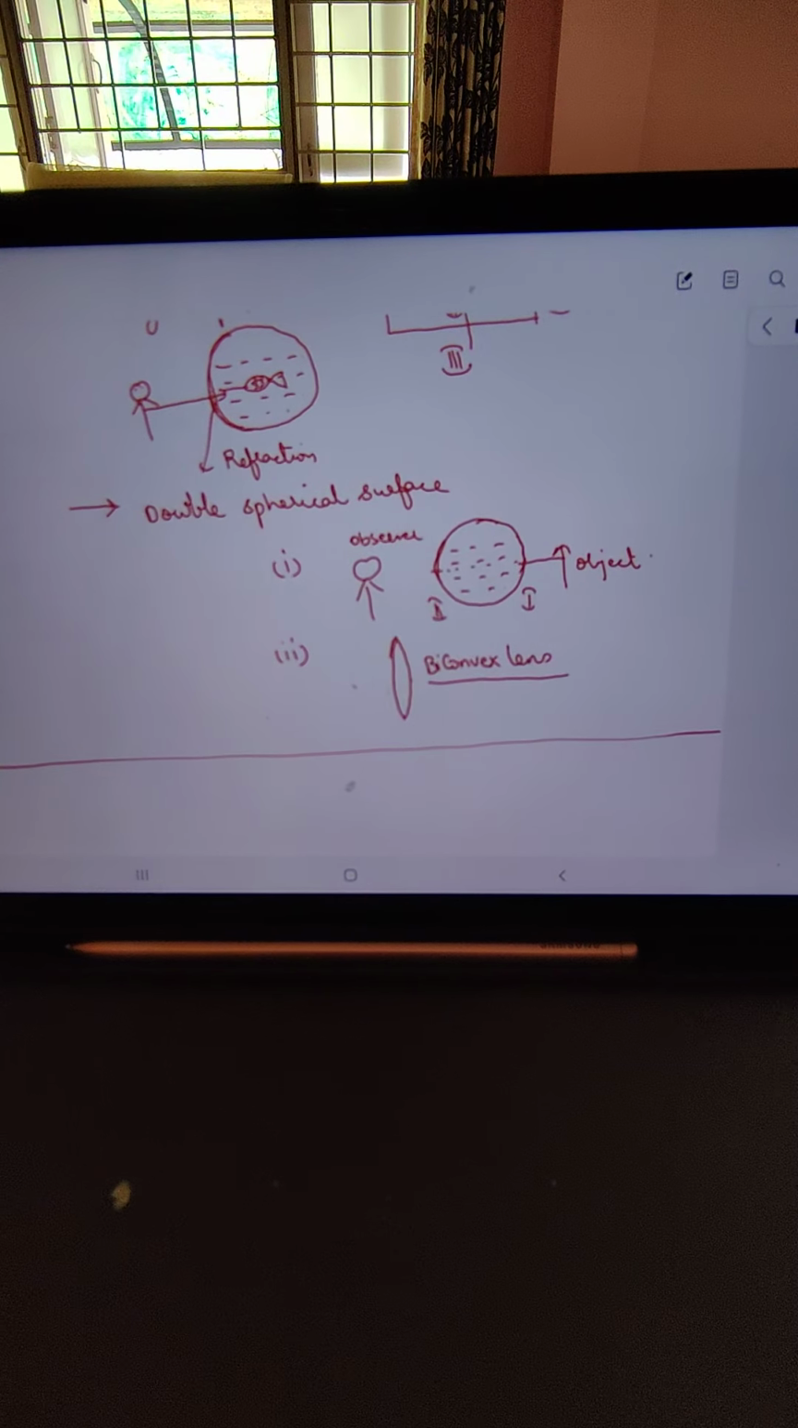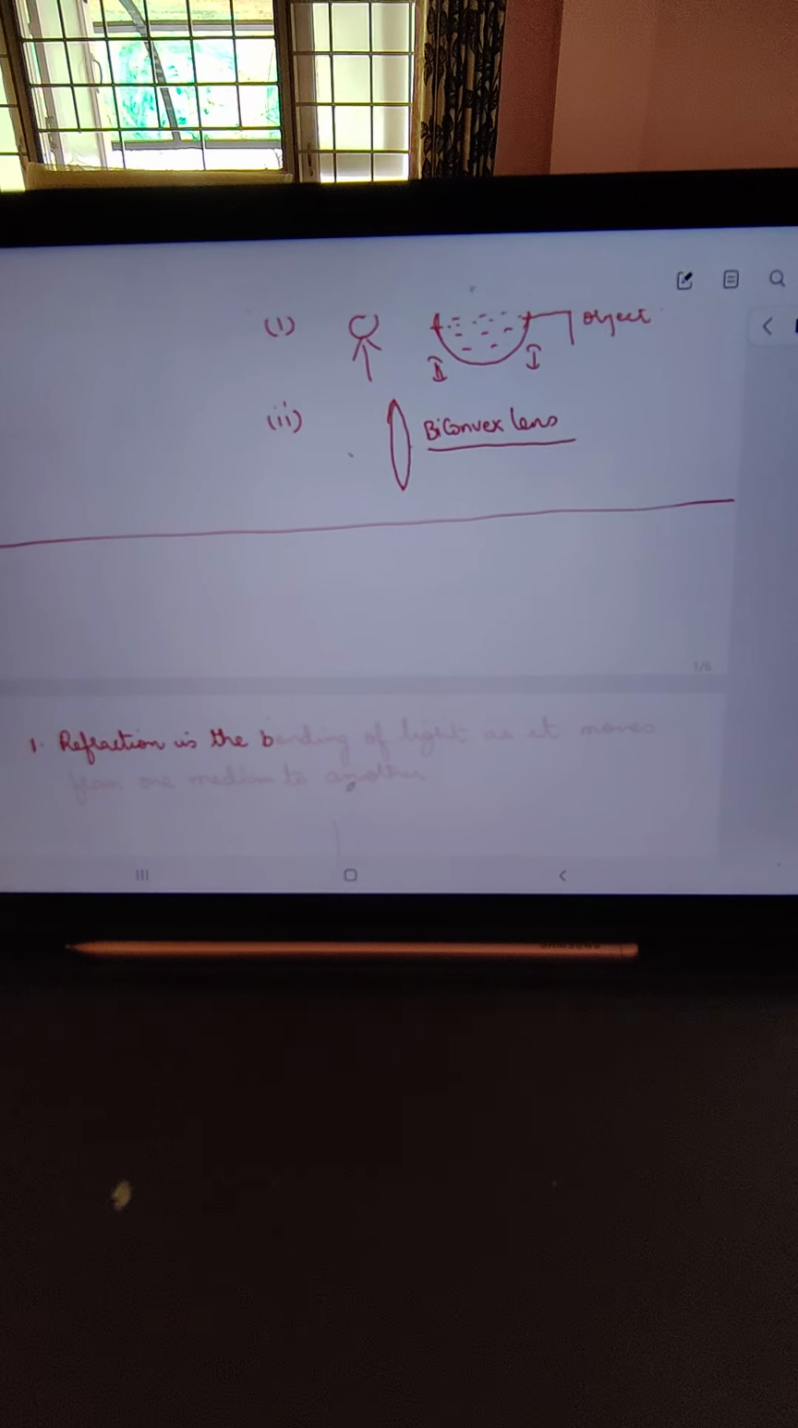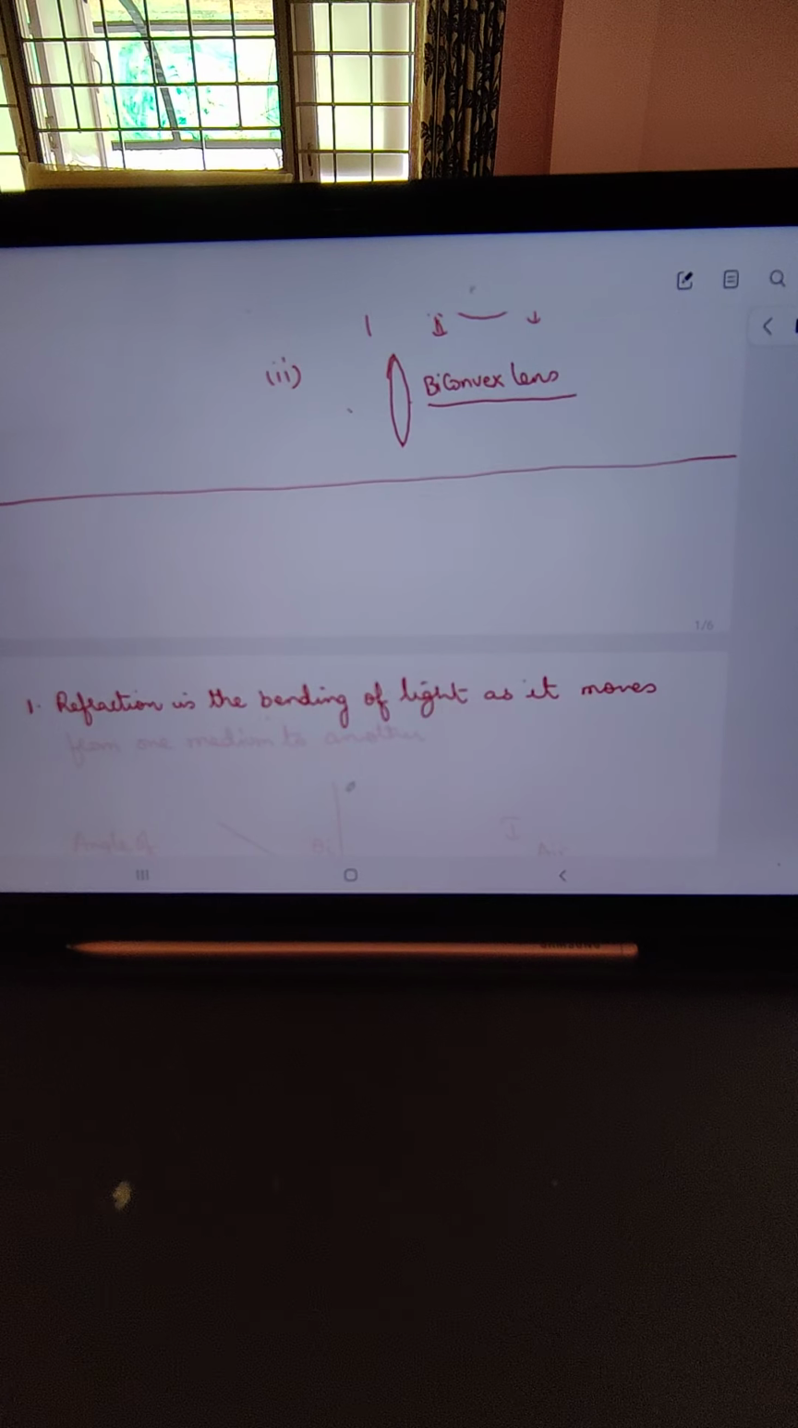So the first thing that we are going to do is define refraction. So refraction is the bending of light as it moves from one medium to another.